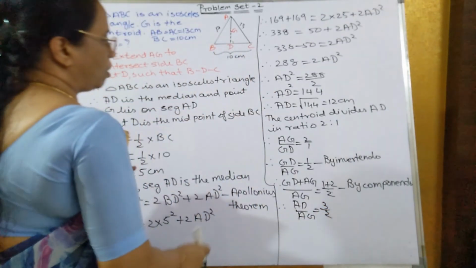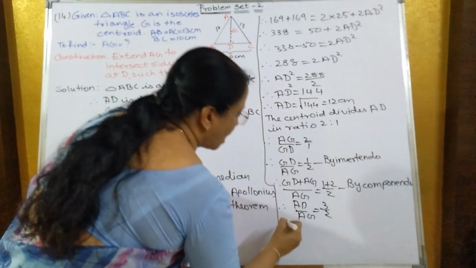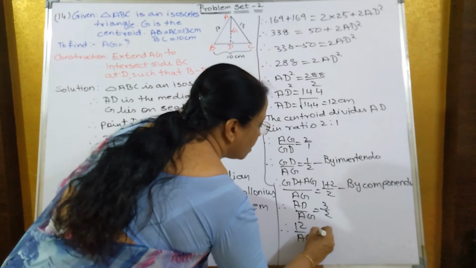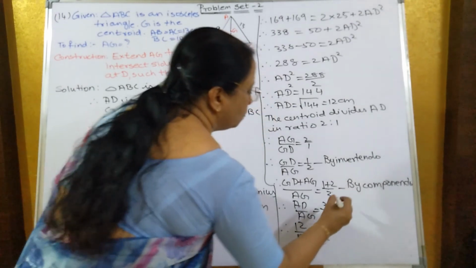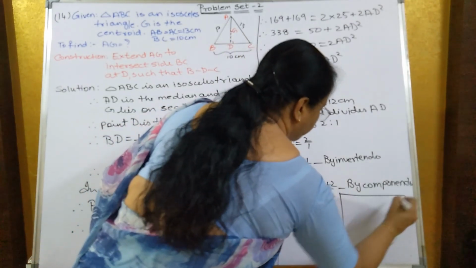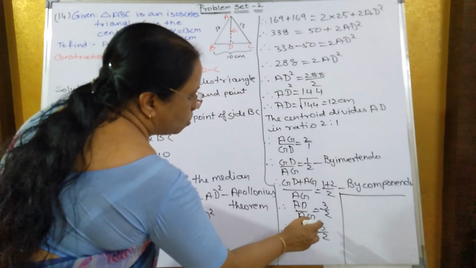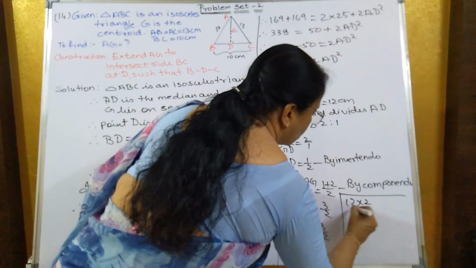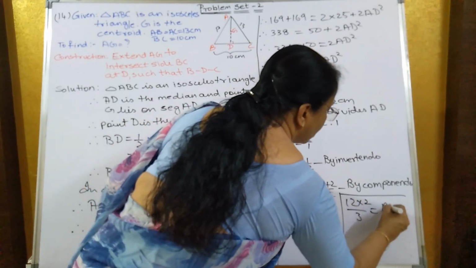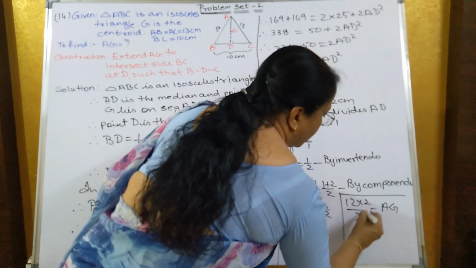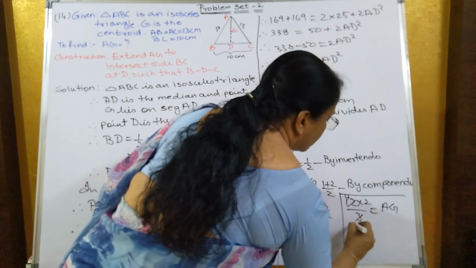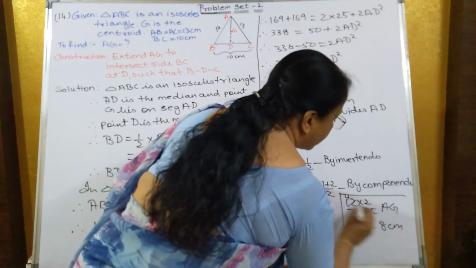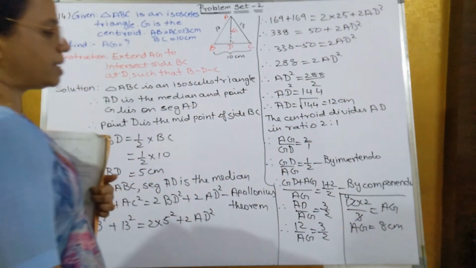Now we already have got AD. AD is equal to how much? 12. Therefore 12 upon AG is equal to 3/2. I'll show it over here. Now bring this 2 and 3 down and take AG on the other side. So 12 into 2/3 is equal to AG. 3 4s are 12, so AG is equal to how much? 8 centimeter. That is 4 into 2 is equal to 8 centimeter.